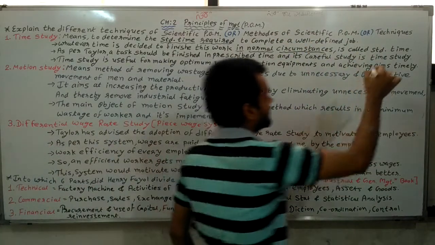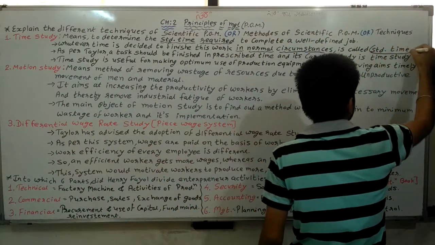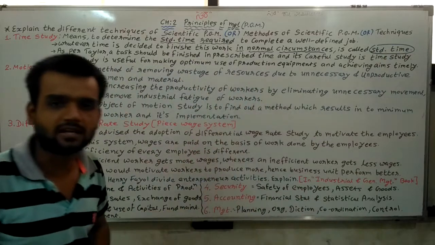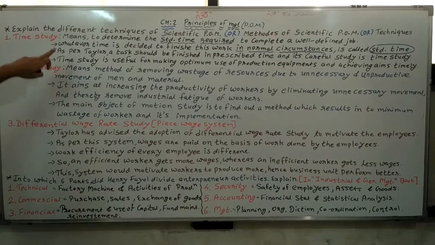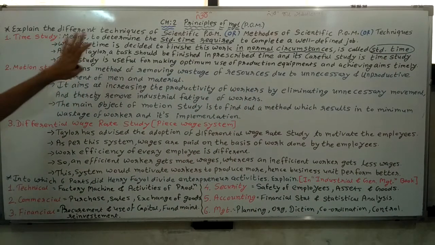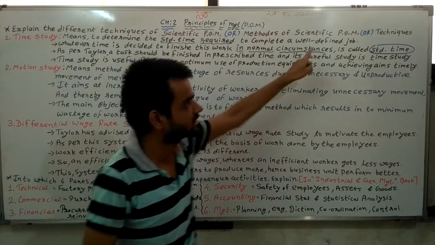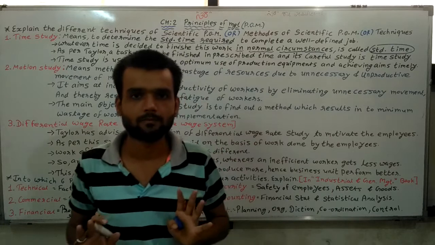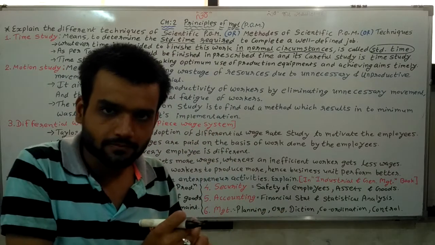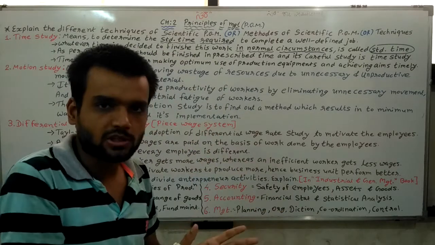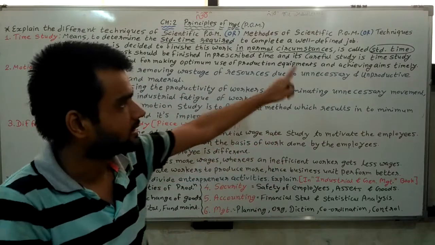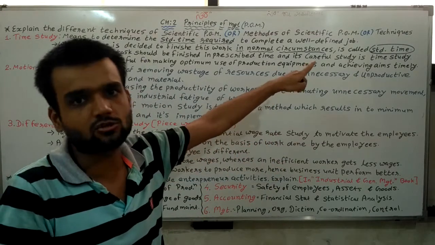What is meant by standard time? What do you mean by standard time? Standard time means whatever time is decided to finish this work in normal circumstances is called standard time. So decide the standard time. In normal circumstances, work should be completed, and that normal time is called standard time.